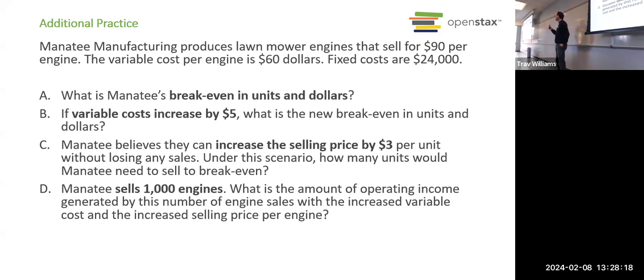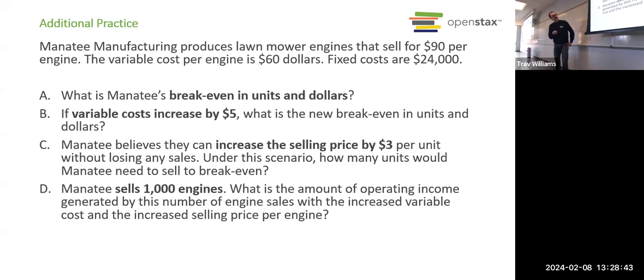What would be your contribution margin per unit in that case? Your variable costs are 25 per unit. Oh, did I just give it away? Yeah. If your variable costs are 65 per unit, you subtract that from 90, you get 25 per unit would be your new contribution margin per unit.